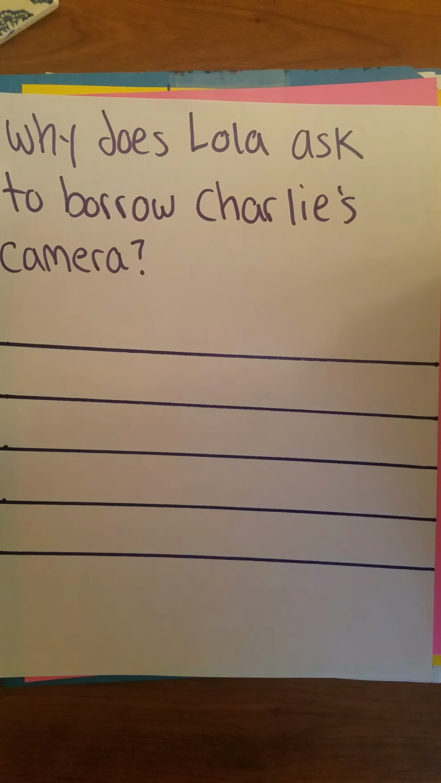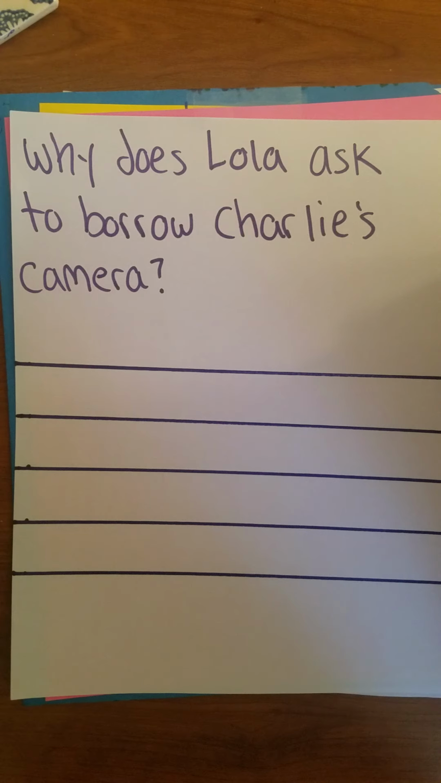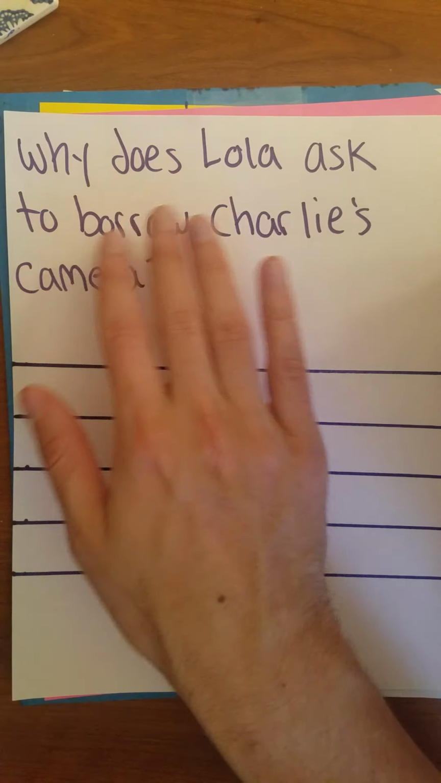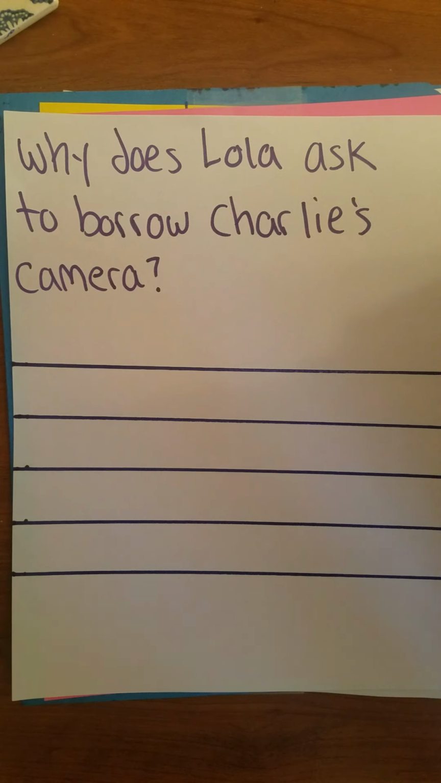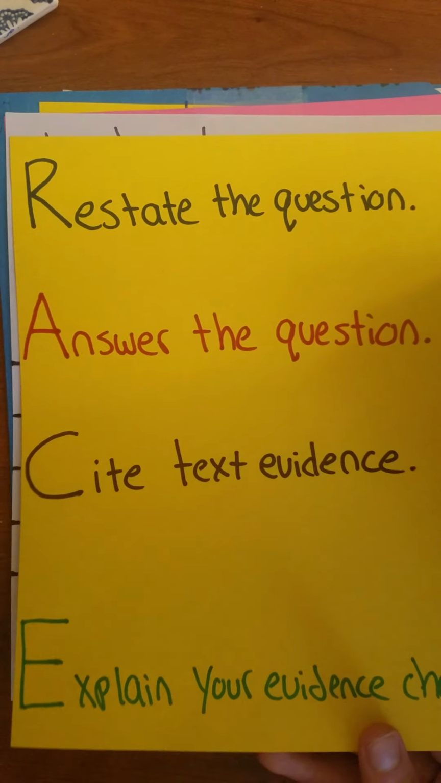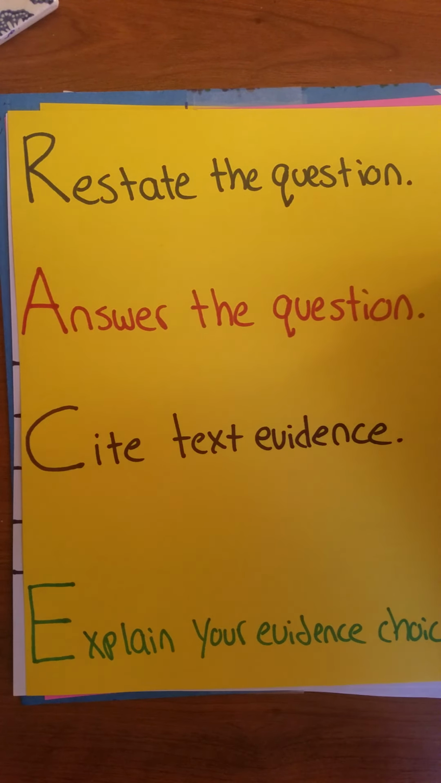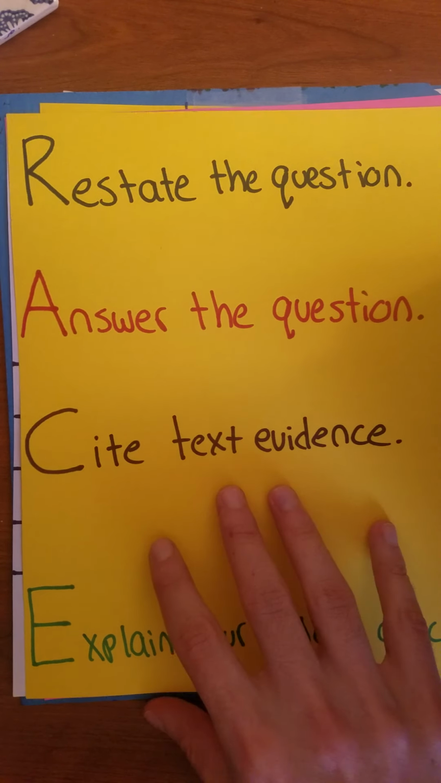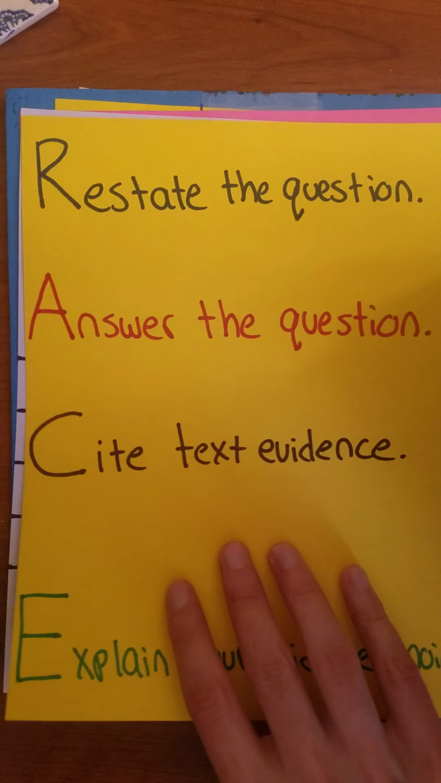All right, friends, so now your seesaw mission today is going to be to answer this one question about the story that we read today. I've used all my pocket change. And the question says, why does Lola ask to borrow Charlie's camera? When you answer this question, you're going to make sure that you include all four parts of our race poster. And you can see a picture of the race poster on the next slide.